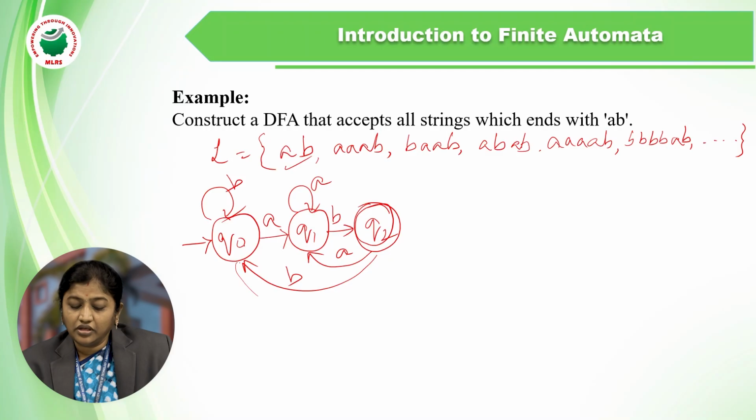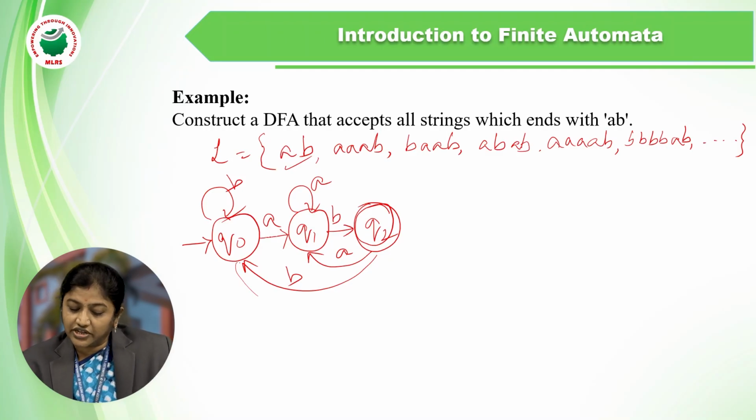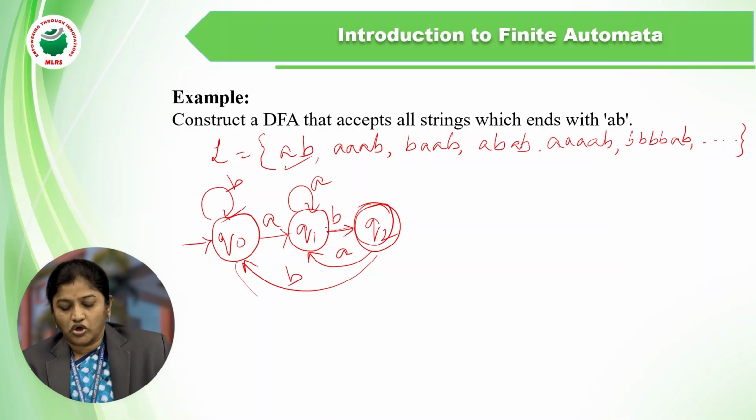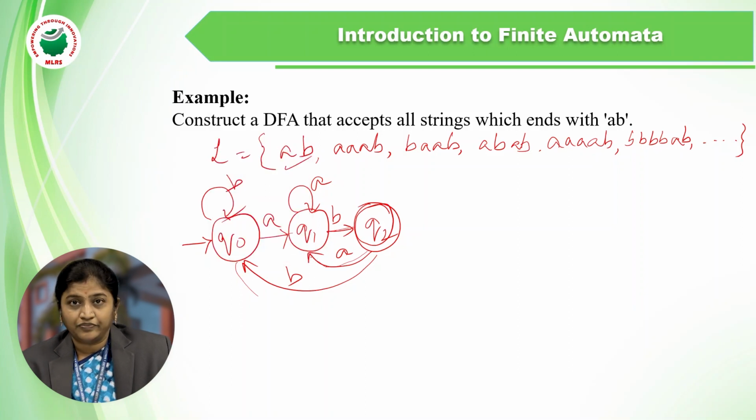Okay, B here. And it should end with AB. To reach the final state, again it takes A and B. It is ending with AB. Or after coming to Q2, if it takes A, it can go to Q1, right? And to reach the final state, it is going to take B. Here what is happening? Again ending with AB.